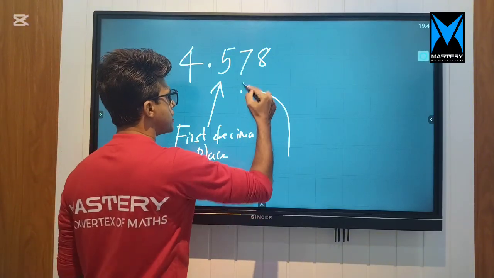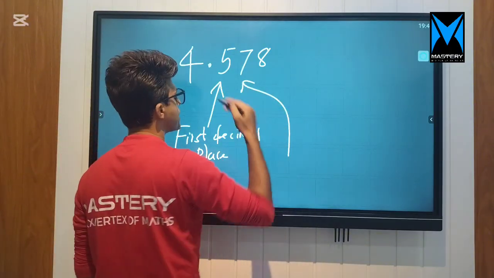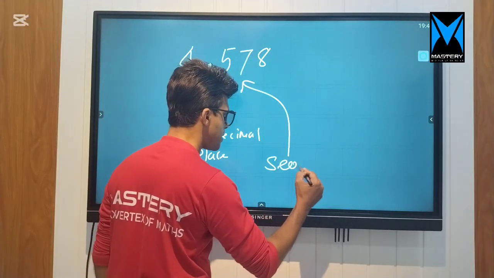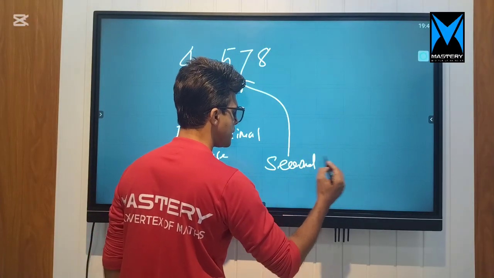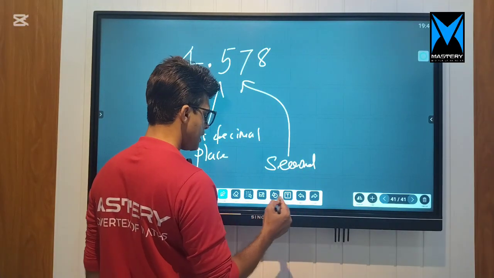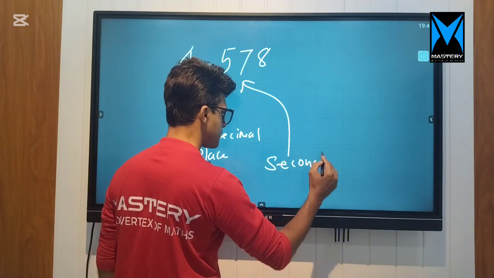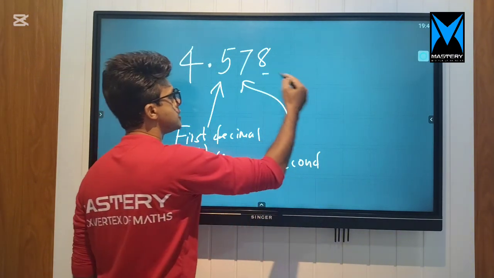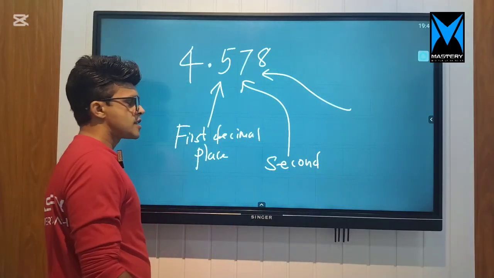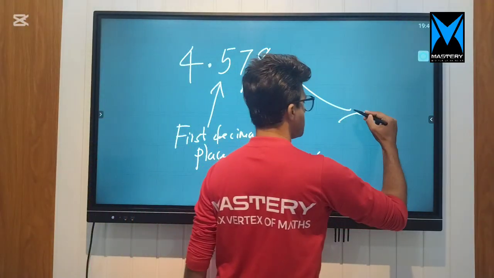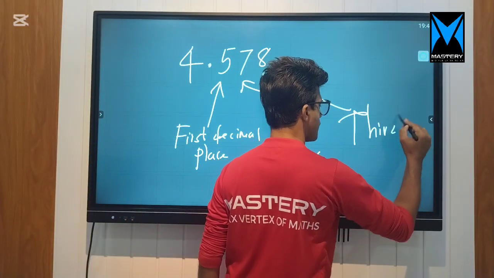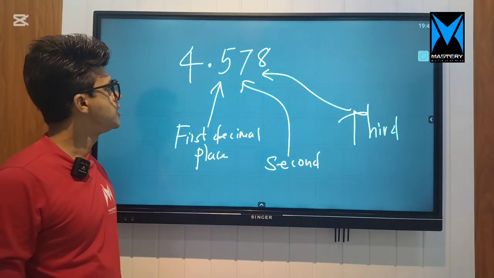This is the second one. Second decimal. I have just written a decimal number. This is the second decimal place. And this is the third decimal place.